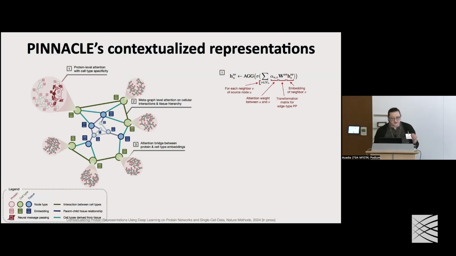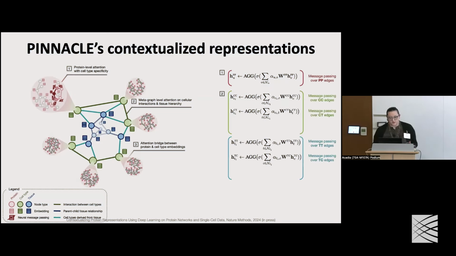The first component is that of using protein level attention within each cell type specific network, where effectively we're taking an embedding representation of a specific protein, say protein U, from one layer, and then look at the embeddings of its neighbors in that cell type specific network, and then based on embeddings of direct neighbors in the cell type specific network, update the embedding of that protein. Now this gets repeated in every layer of the neural network.